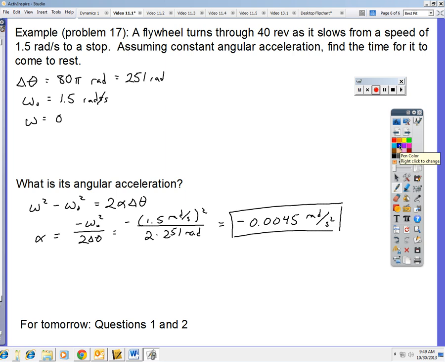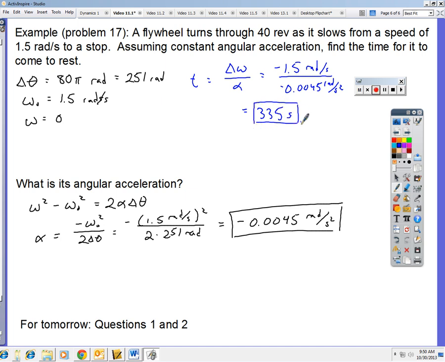Now we want to find the time, and for this we'll just say the time it takes is the change in the angular speed divided by the acceleration. So that's negative 1.5 radians per second divided by 0.0045 radians per second squared, also negative. And that works out to 335 seconds, which is about 6.5 minutes.